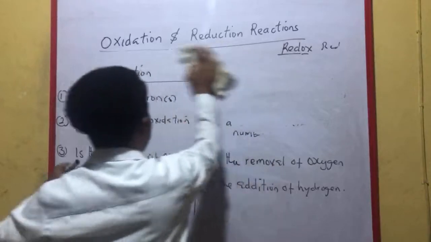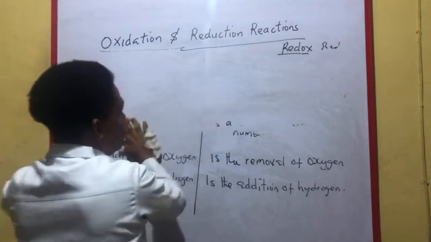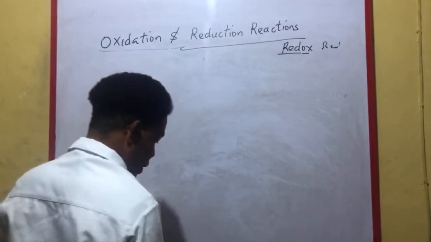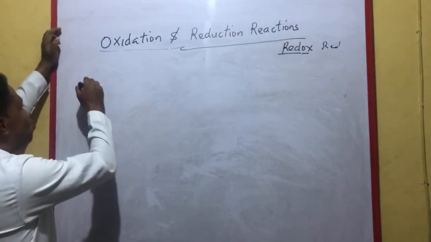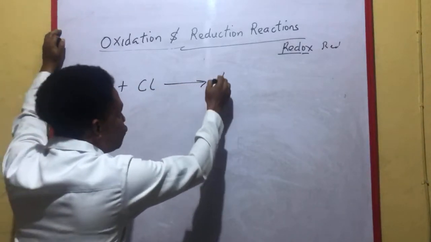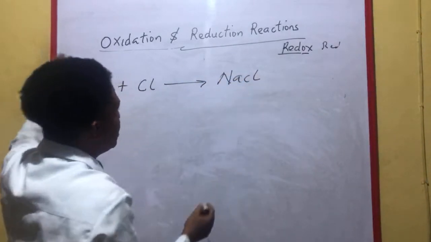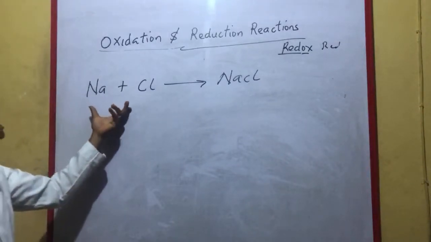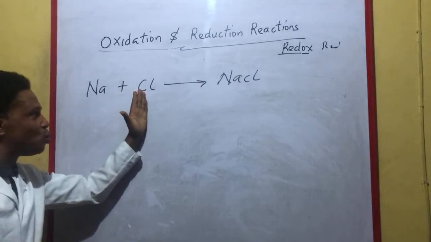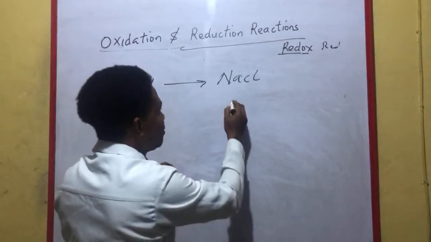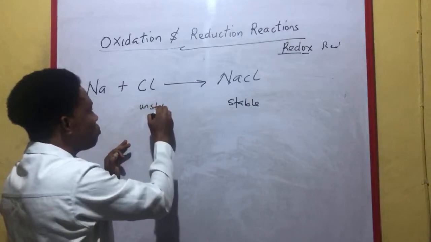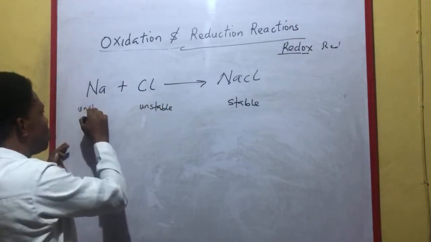So let's look at the various examples of these reactions. The first one, I want to use sodium and the reaction between sodium and chlorine to form sodium chloride. Now, look at this reaction critically. Sodium is unstable, chlorine is unstable, but sodium chloride is stable.